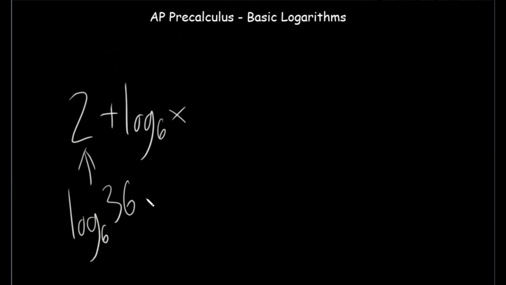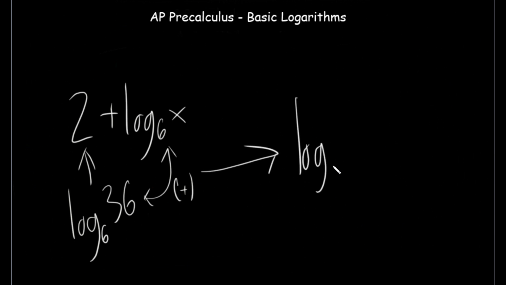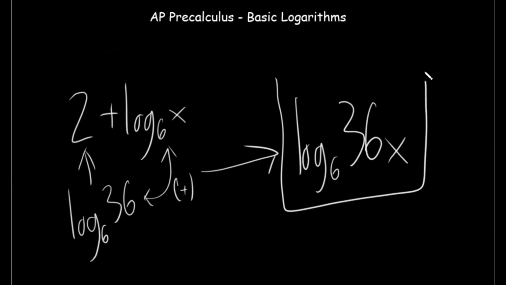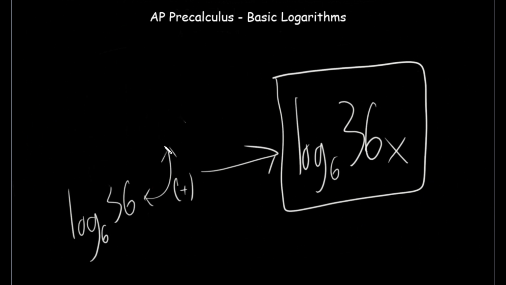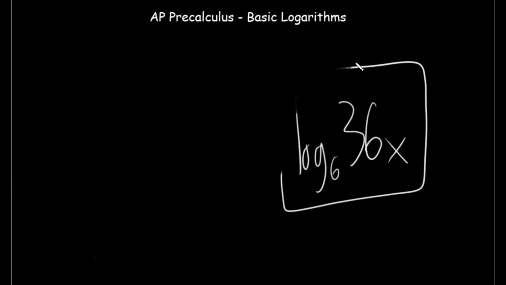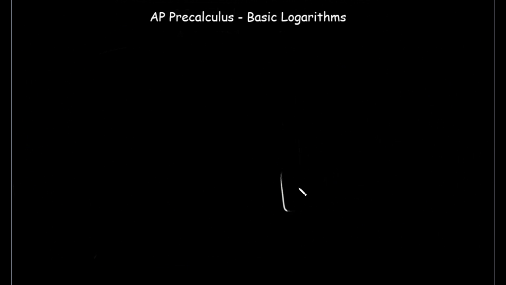And then you can add these two together, and that would get you log base 6 of 36x. You're going to have to do that for some problems. You're going to have to convert normal numbers like 1, 2, 3 into logarithmic expressions, kind of like what I just did there. Okay.